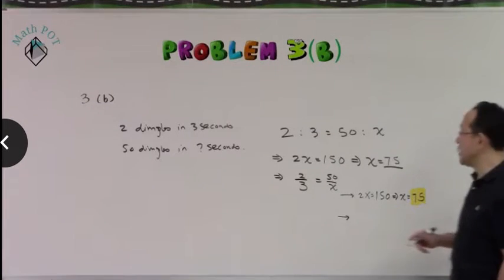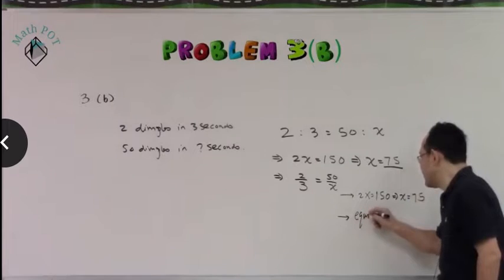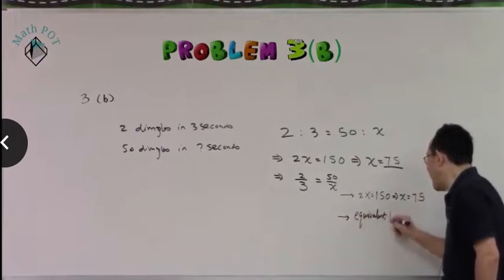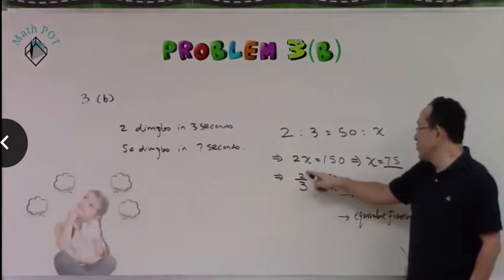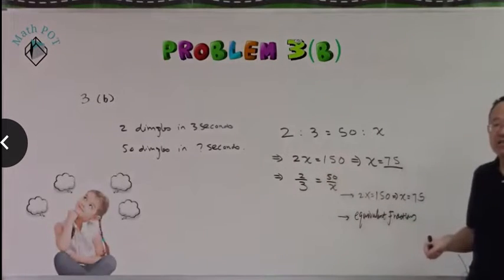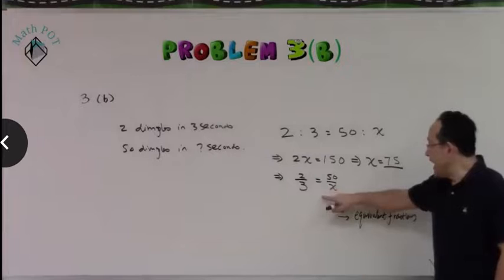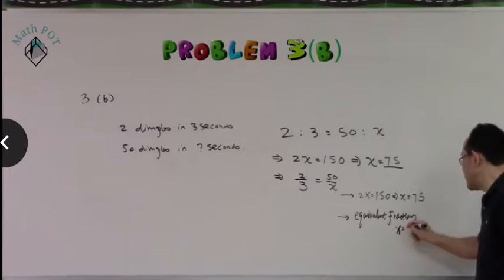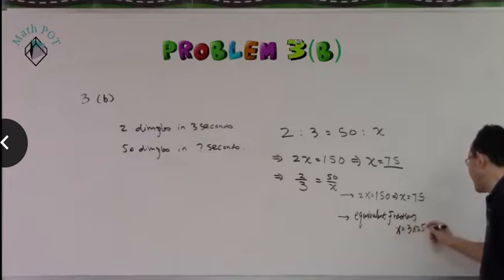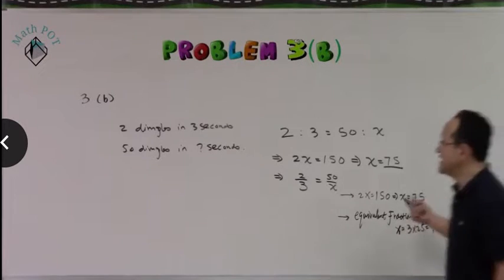So how about another way? Sometimes you can figure out the answer by equivalent fractions. Think about 2 times 25, that gives us 50. That means 3 times 25 should be our x. Of course, x is nothing but 3 multiplied by 25, that gives us 75. That's how you solve this one.